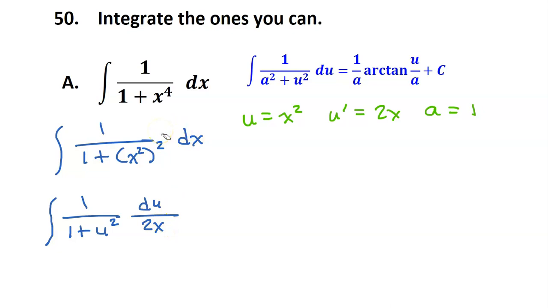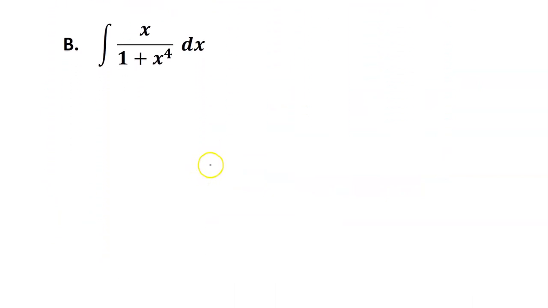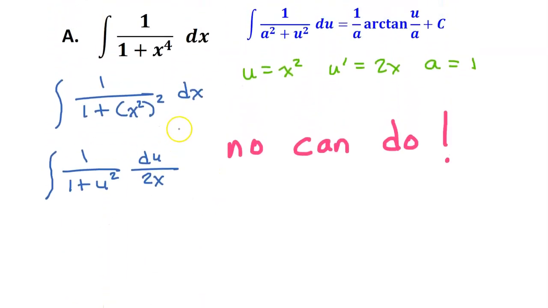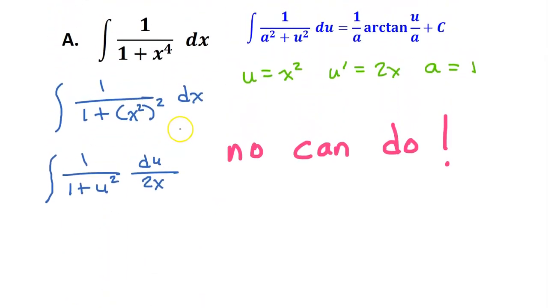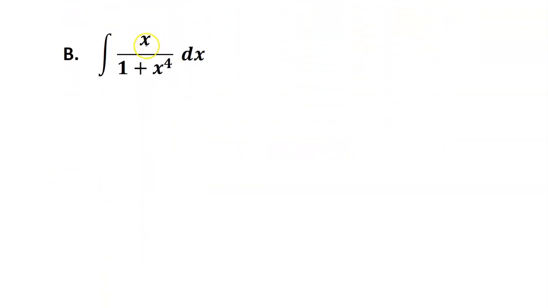So this is a big old no can do. They did say integrate the ones you can, so we shouldn't be surprised if some of them cannot be integrated. So let's try this one. This one looks suspiciously similar to A. The only difference is we do have an extra x, which may end up helping us out.